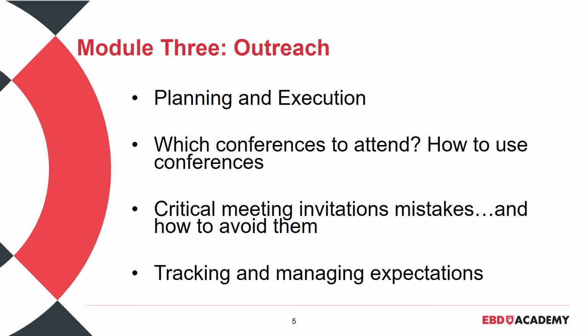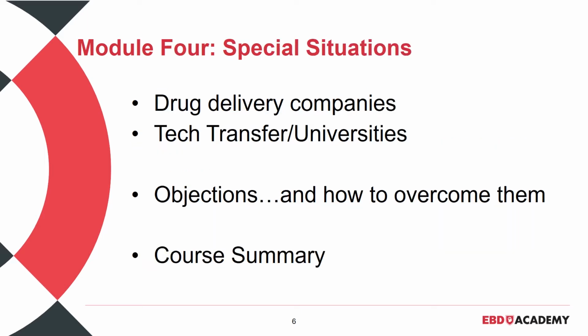Module 3 is the outreach module, where we'll talk about out-licensing planning and execution. We'll talk about which conferences to attend and, more importantly, how to use conferences as part of your out-licensing. We'll also talk about some critical meeting invitation mistakes and how to avoid them. And then lastly, in this module, we'll talk about tracking, how to track your progress and how to manage expectations when you're reporting to senior management.